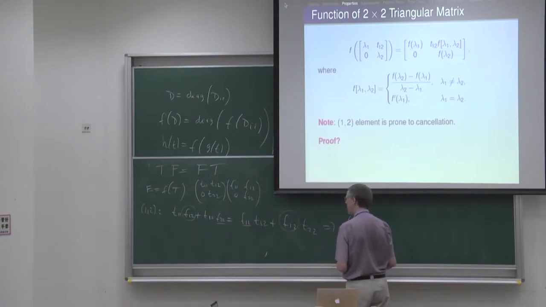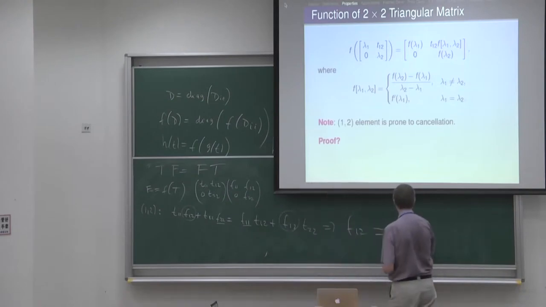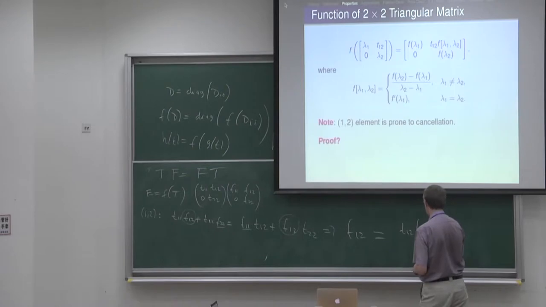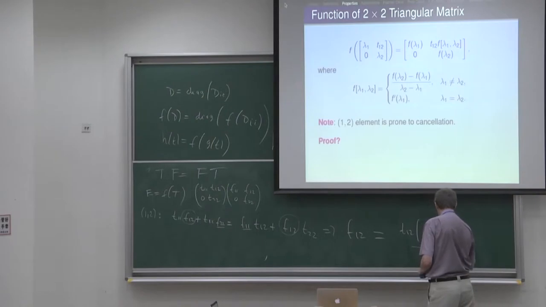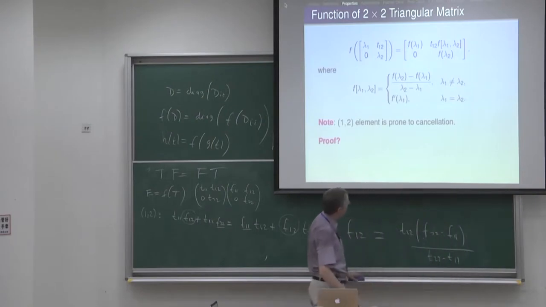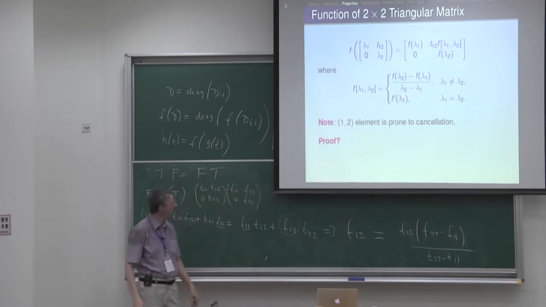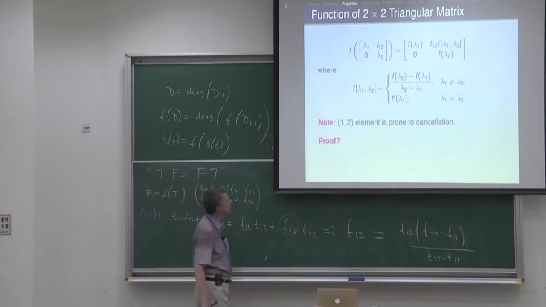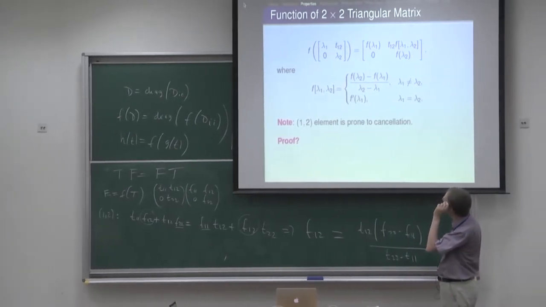So F12 will be, I'll take that minus that, T12 times (F22 minus F11), over T22 minus T11. This formula should be the same as the earlier one, which it is, because Tii is lambda i and Fii is F of lambda i, and I've just got the signs top and bottom flipped. So I've got T12 times the divided difference, which can be obtained just by this commutativity condition. So that's the 2x2 case.